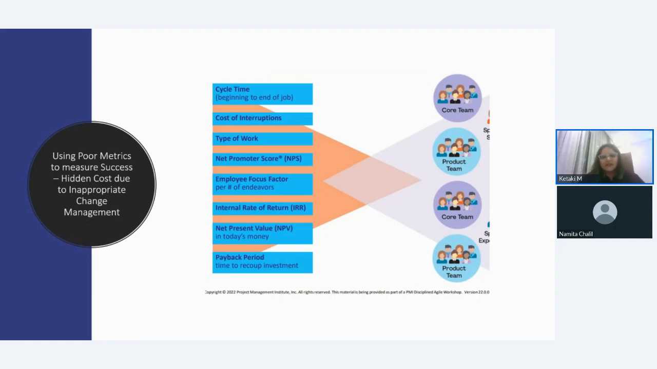Ultimately, it will cause a hidden cost in your program delivery. And why would it cause a hidden cost? Because focusing on the wrong KPIs will make teams work or deliver value to the wrong KPI. Ultimately, the value is not delivered. That was the real goal of the program. But just because you chose a poor metric which did not apply to your context, it caused you to have hidden cost incurred in the delivery of your portfolio, in your program, or even in your project.